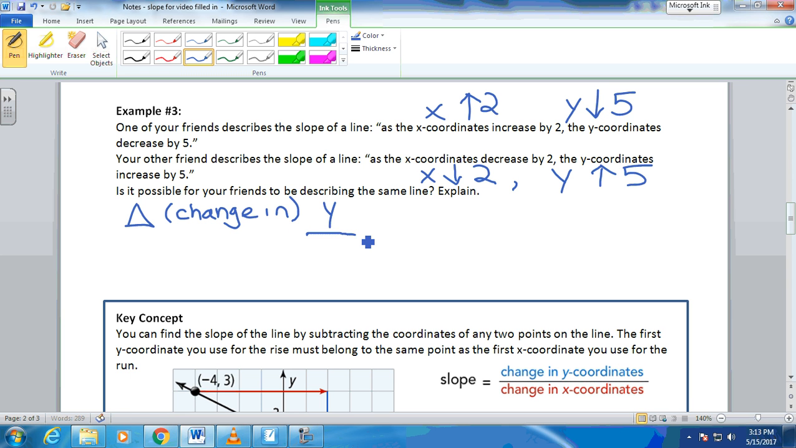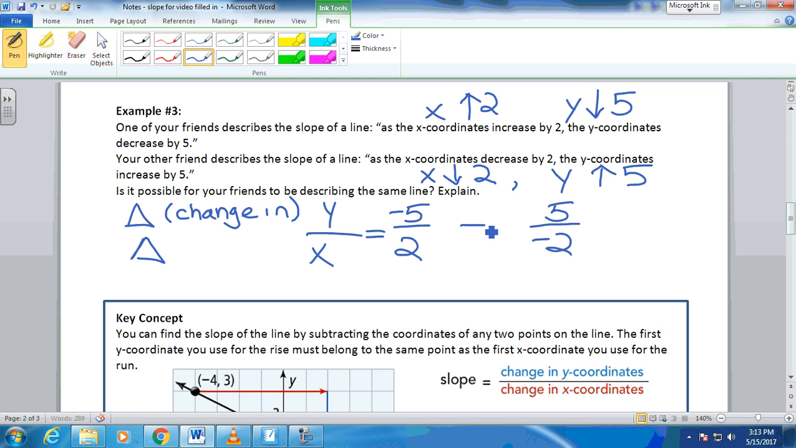And I believe you've seen that in science. So this is the change in y over the change in x. The first friend said a positive, for the y, she said a -5 and then a +2 because they were increasing and decreasing. The second friend, if again thinking of the y to the x, she said, or he said, either one, that that is a positive 5 divided by a negative 2.